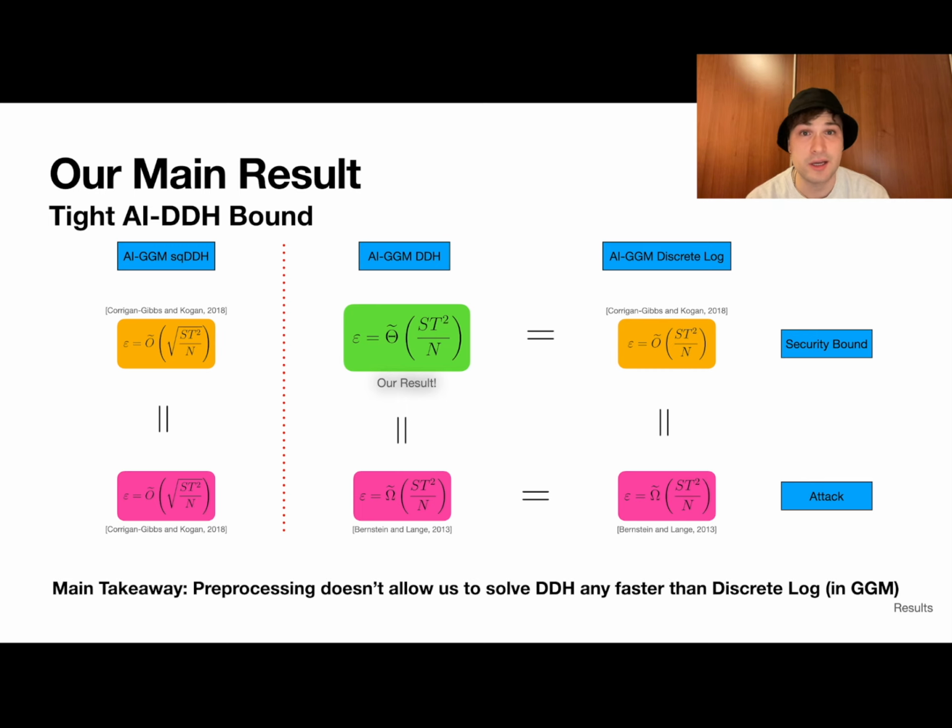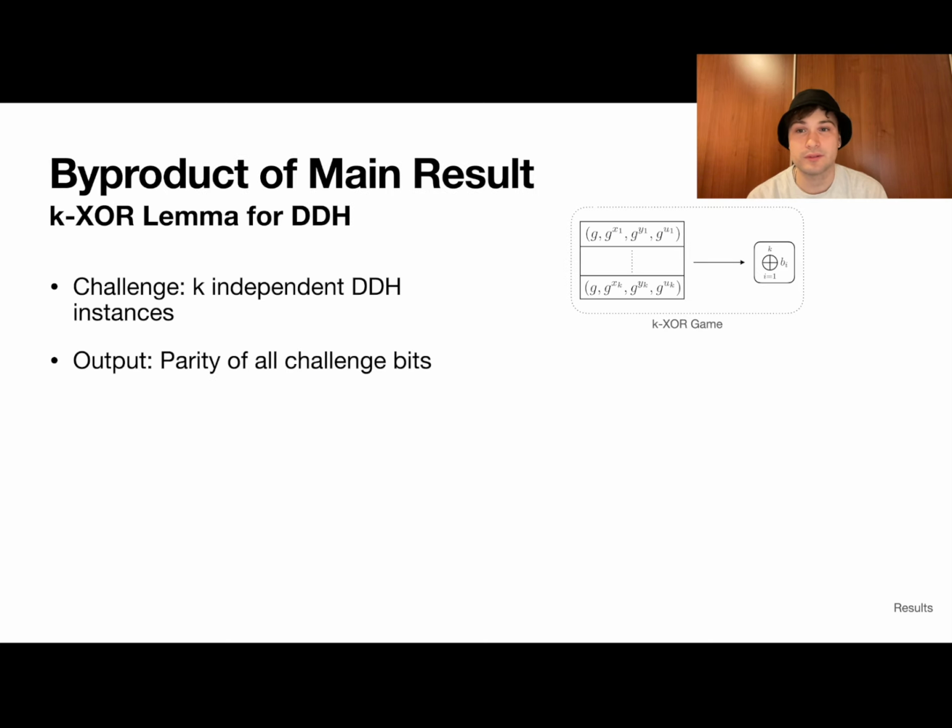That is to say, preprocessing does not allow us to solve DDH any faster than the discrete log. This is different from the case of the square DDH problem, where preprocessing does in fact grant some extra advantage which is possible over discrete log. As a byproduct of this result, we additionally prove what's known as a K-XOR lemma for the DDH problem itself.